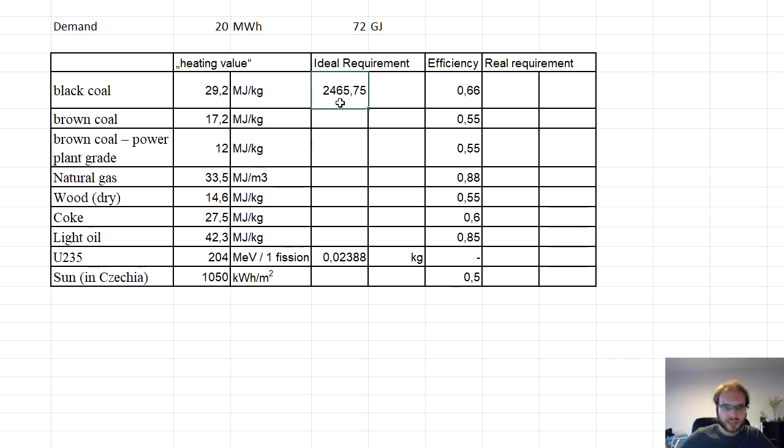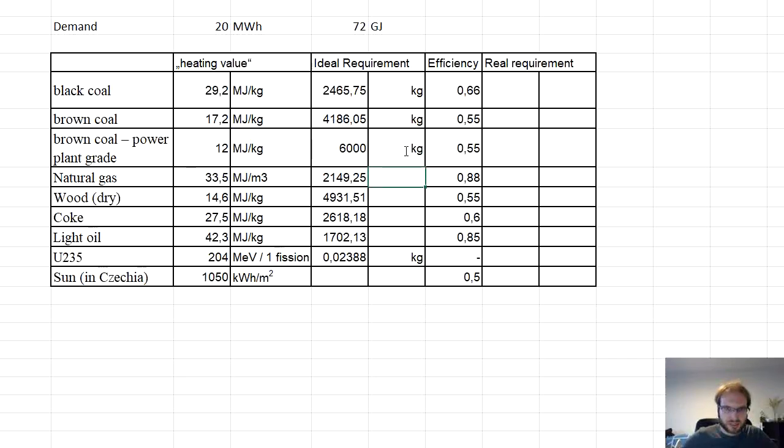So we have about 2,400 or almost 2.5 tons of black coal. We can do the same for the rest of the values. So if it's brown coal, it's already more than 4 tons. If it would be the brown coal used in power plants, it goes up to 6 tons.